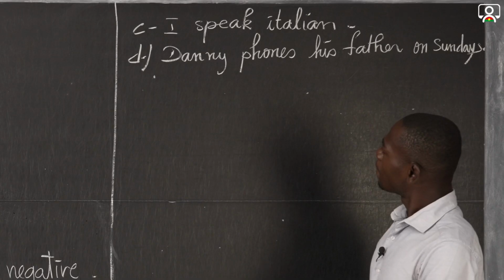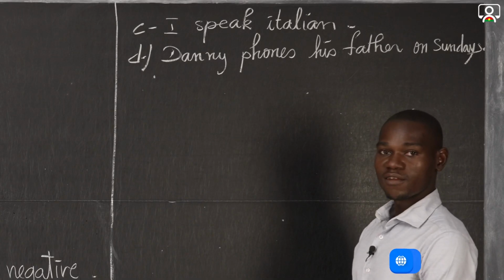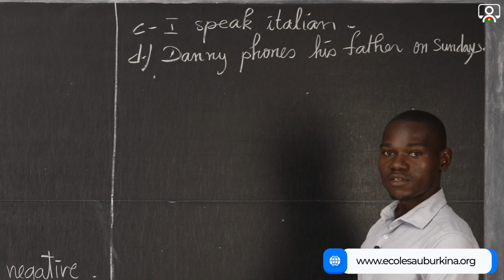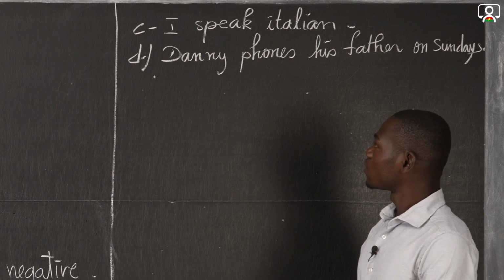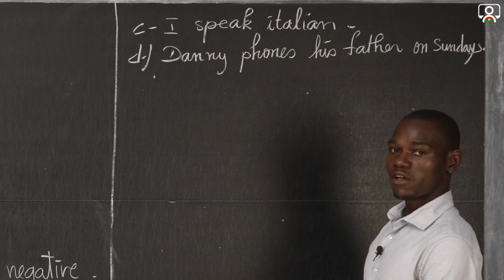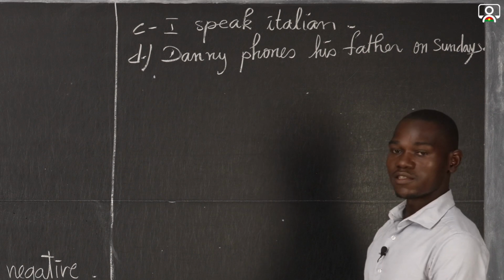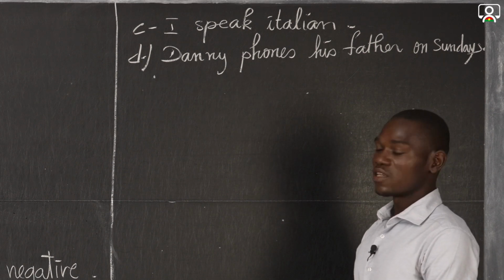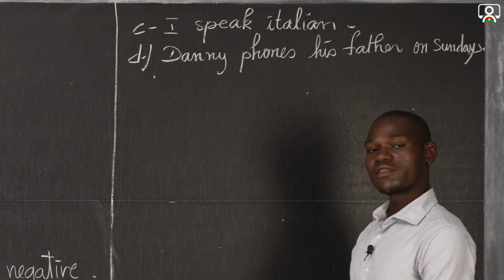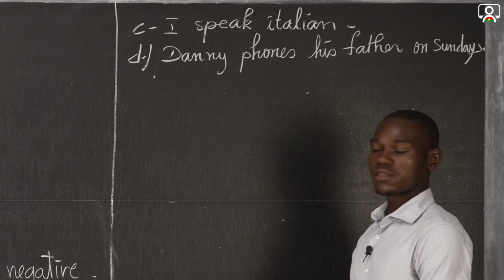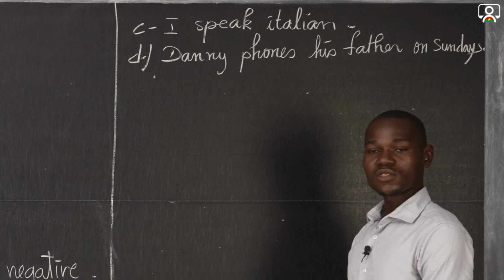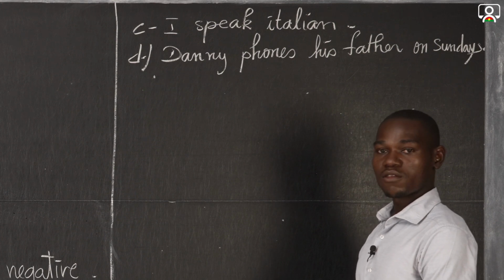C. I speak Italian. Negative: I do not speak Italian. D. Danny phones his father on Sundays. The negative is: Danny does not phone his father on Sundays. Now, let's report the correct answers on the board.